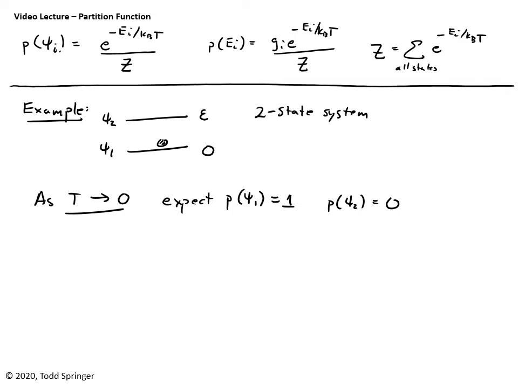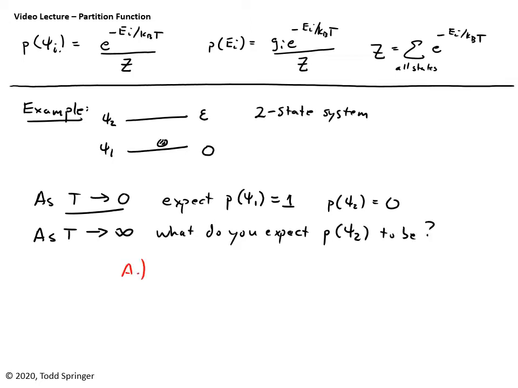So now I want to have you think about it a little bit. What do you think is going to happen as T goes to infinity? What do you expect the probability that the atom is in psi 2 to be? So here are some choices. How about 0, 1/2, 1, and something else?